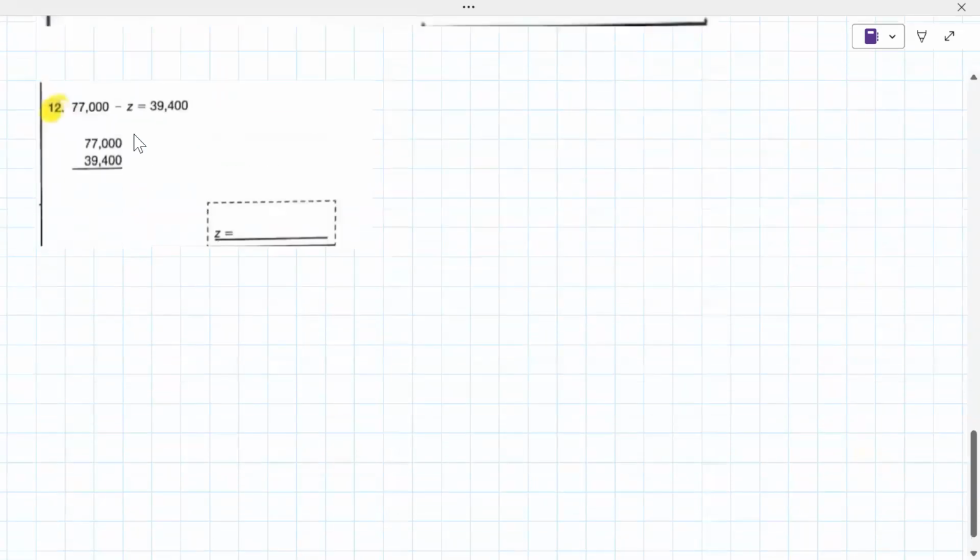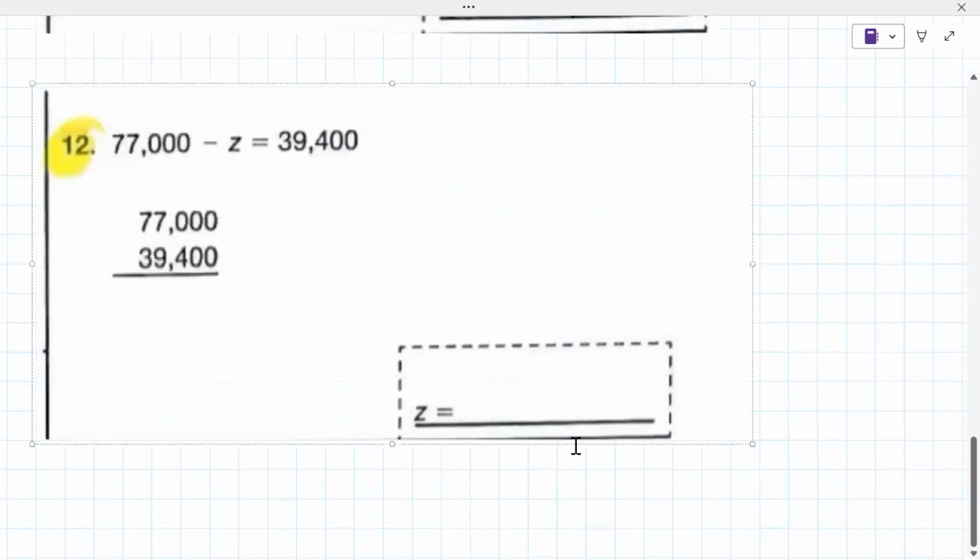Well, how do I say this? This is a slightly different question than the previous one. We're taking 77,000, which is a pretty large number. We're subtracting something and getting a smaller number. Is Z, how is it compared to 77,000? Is it bigger or smaller? It's smaller. Smaller, which means you're going to subtract.